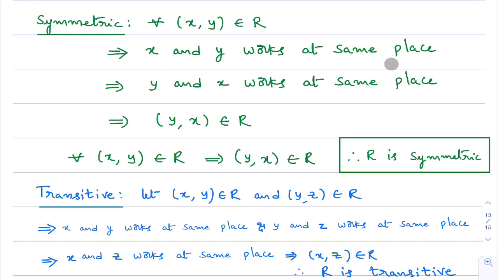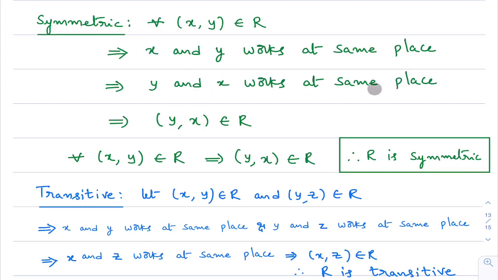x and y works at the same place means y and x also work at the same place. I think it is very simple to say. If x and y are working at the same place, obviously y and x also work at the same place. Clear? Where x and y are working, y and x are also working at the same place. I hope you are understanding. If you know x and y work at the same place, we can easily say that y and x are working at the same place.